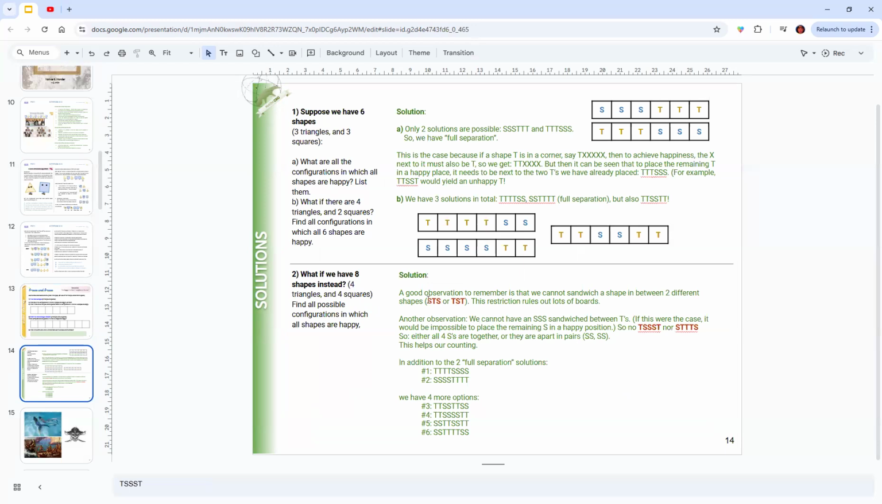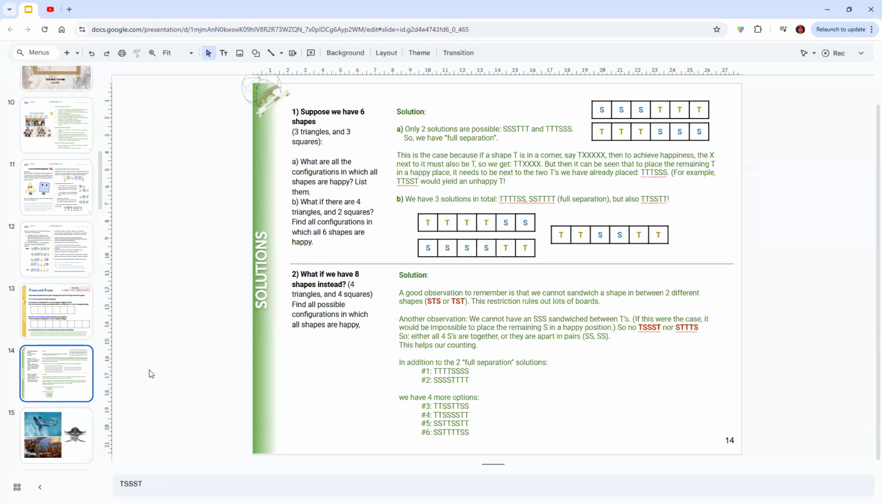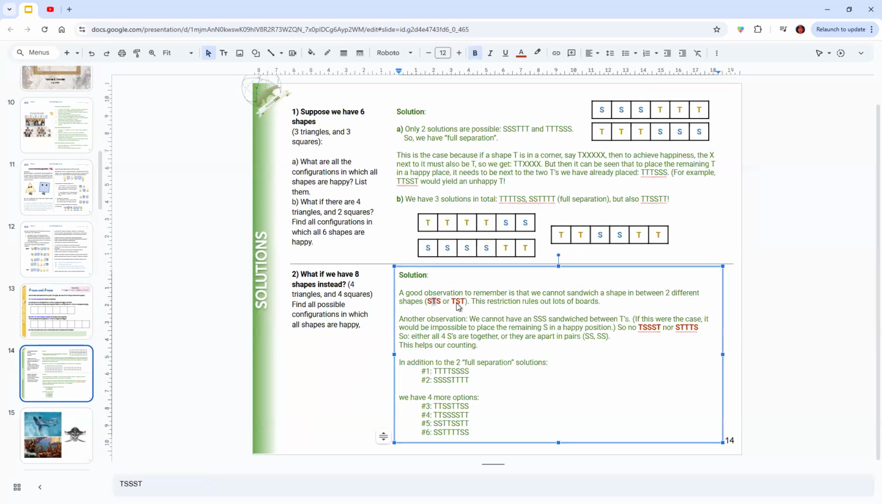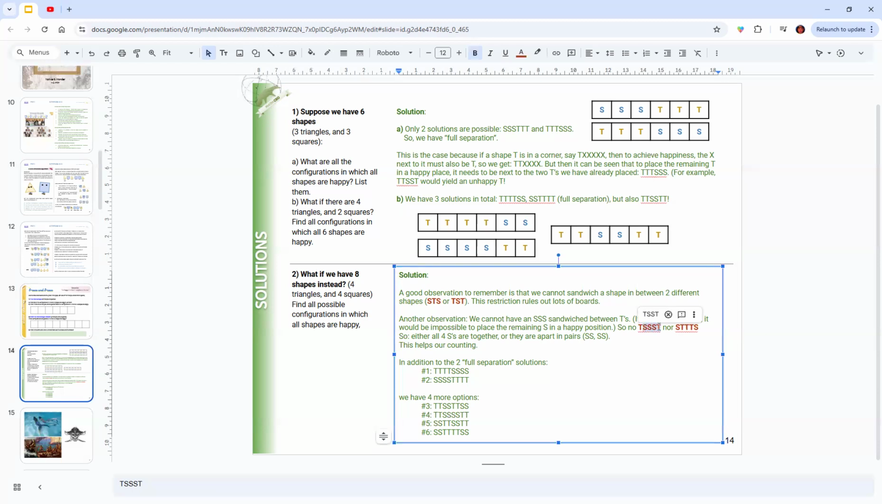Mainly what we see is that we cannot have these sandwiches, so to speak, STS or TST, when we build our solution, because then the one in the middle would be unhappy, right? And an even stronger observation, same idea but richer, is that we cannot have an SSSTT. So we cannot have an SSS sandwich between 2 T's.